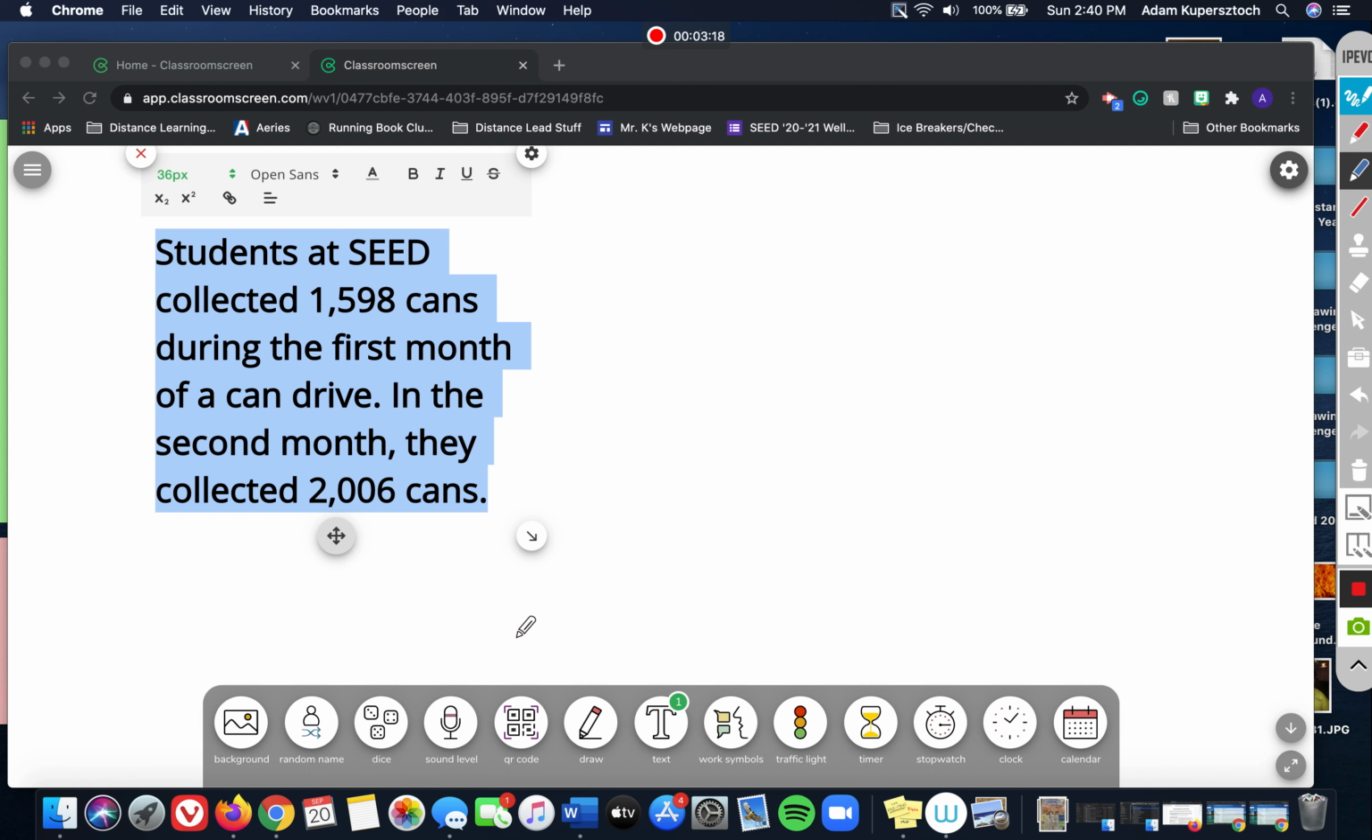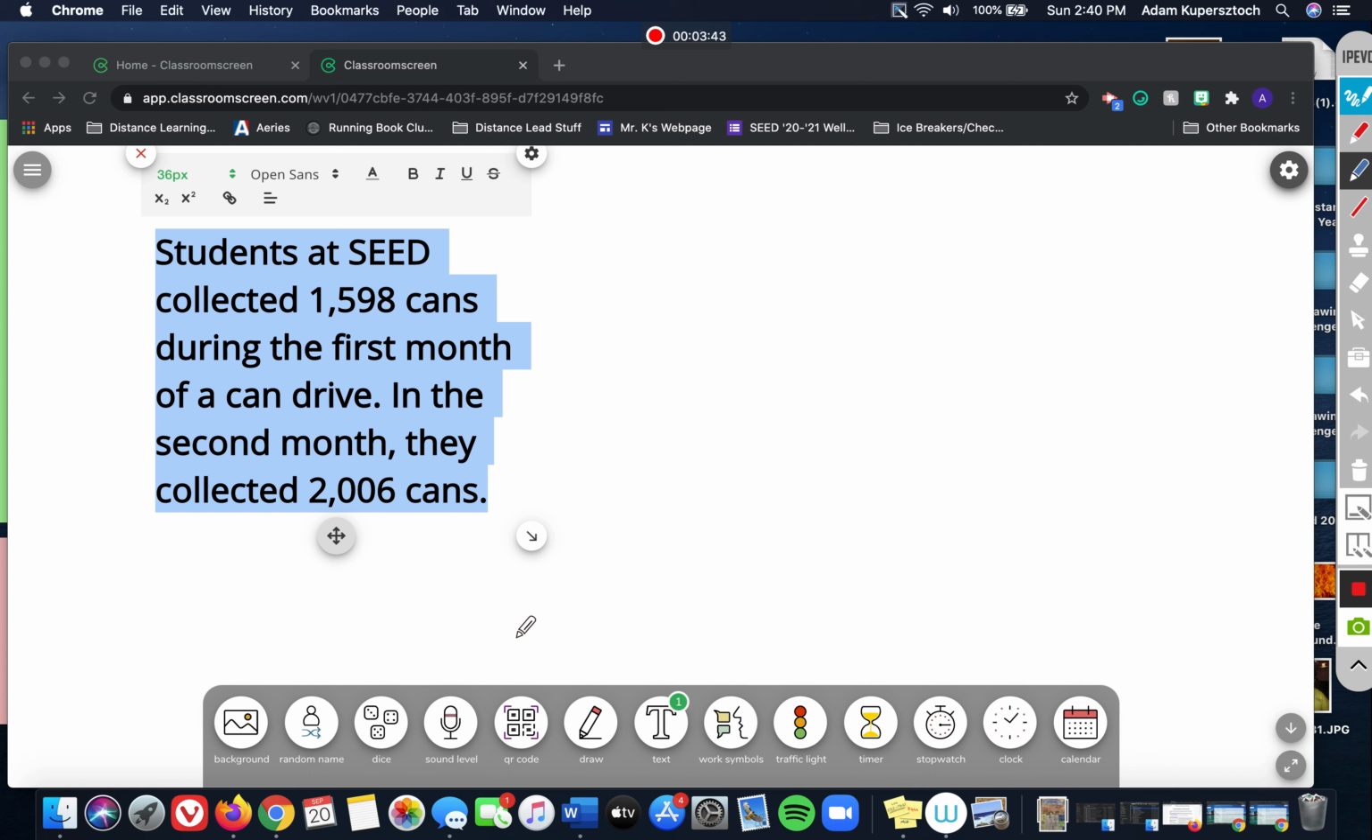There are canned food drives, places where you're collecting food for people that need it. The math problem I made up is the following. The students at Manzanita Seed collected 1,598 cans during the first month of their can drive. In the second month, they collected 2,006 cans. About how many cans did they collect?